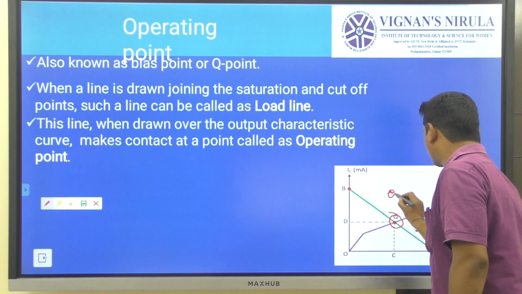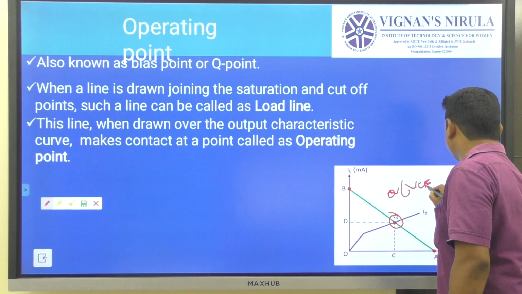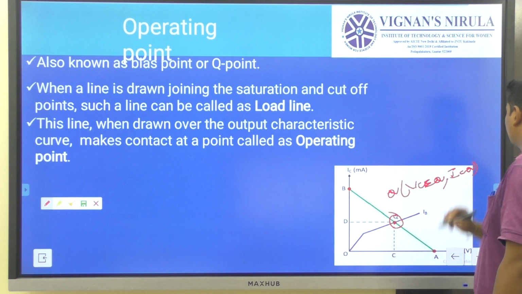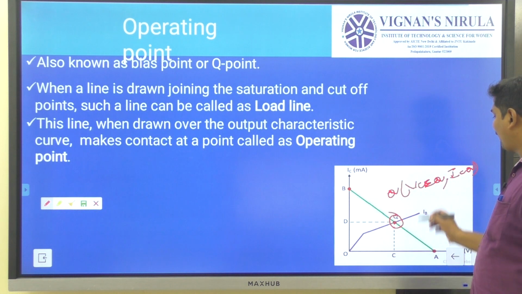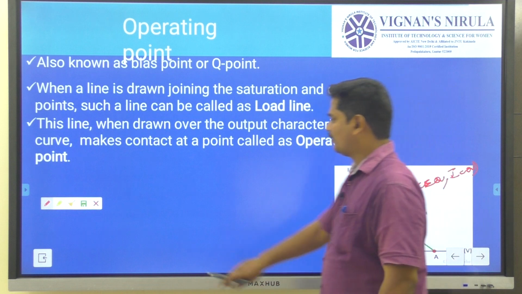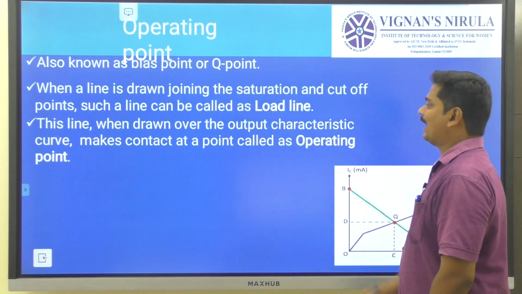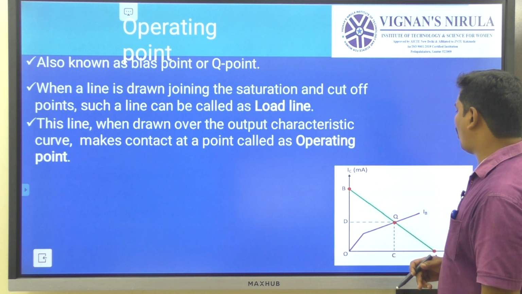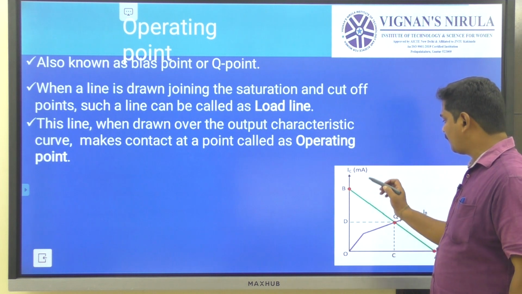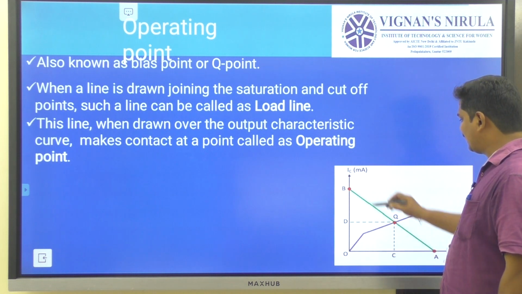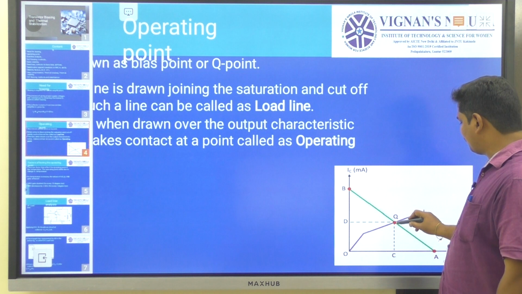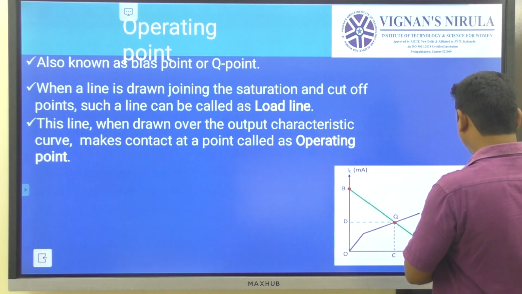So simply we can say that the Q point is nothing but VCE Q comma IC Q. So the Q point is a function of the voltage across collector and emitter and the collector current. Next, the line when drawn over this output characteristic curve makes contact at a point called the operating point. Whenever you identify the value of IC and VCE and draw the line to the contact of this IC and VCE, we will call it the Q point.